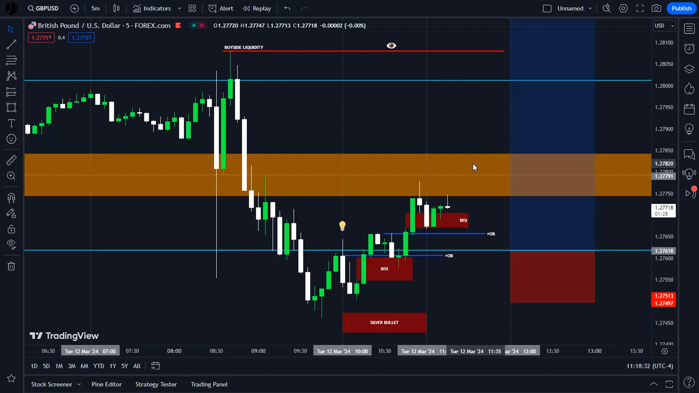So the orange zone is our 30 minutes inversion fair value gap, which is inside the daily fair value gap, right? So you expect some form of resistance, but eventually price is going to break through that, because now the order flow is bullish. So any premium arrays should be disrespected and any discount arrays should be respected.